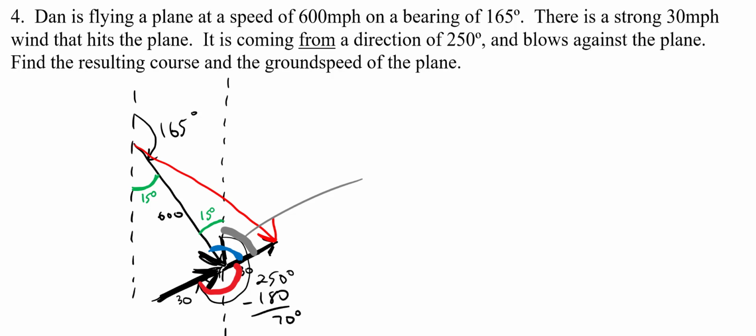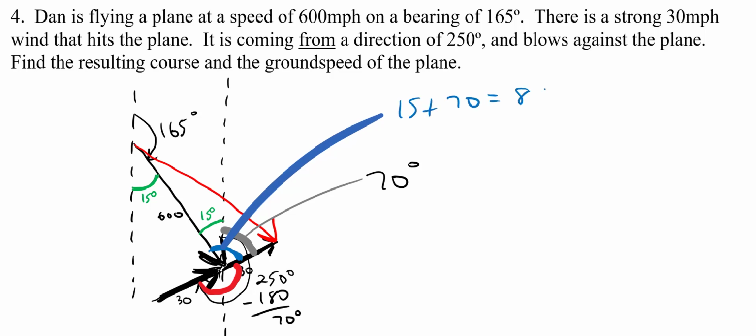So that gray part is 70 degrees. It's always going to be relatively easy to find out, but you just have to understand what you're doing. So the blue angle, this nice little friendly blue angle, is going to be 15 plus 70, which is 85 degrees. Ooh, that's a nice warm day. That's all you need to do this problem.